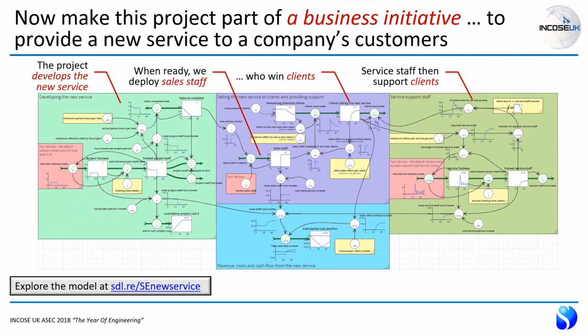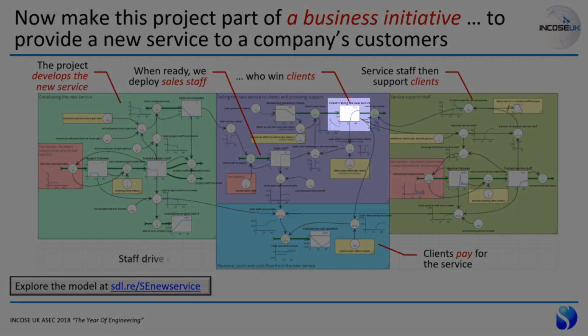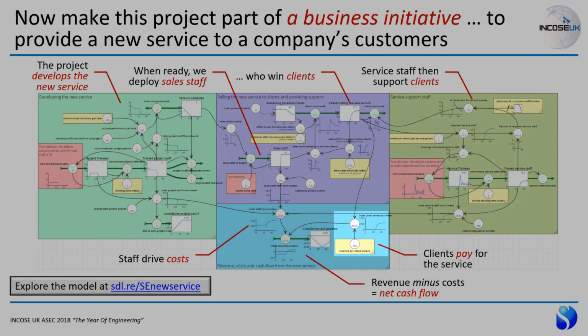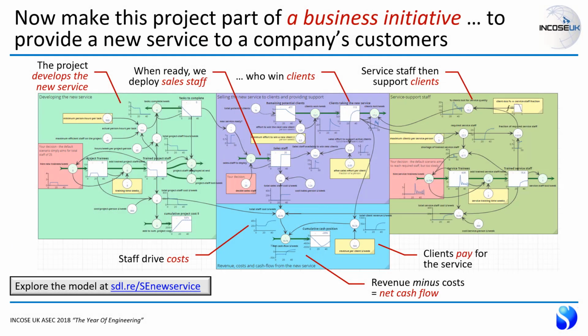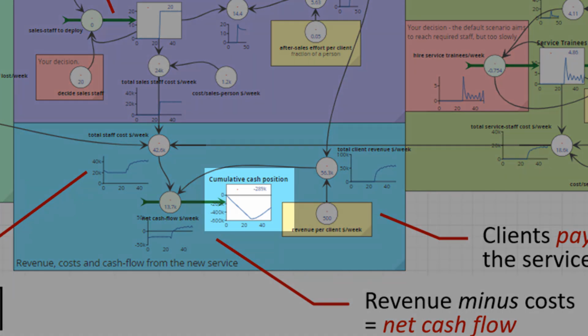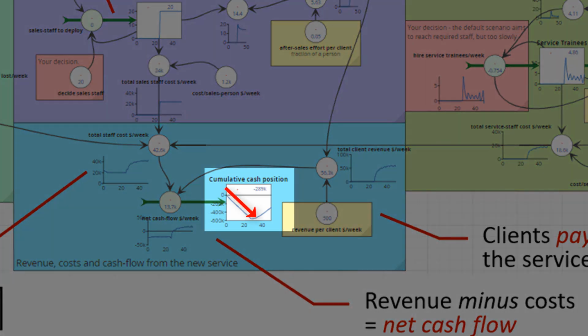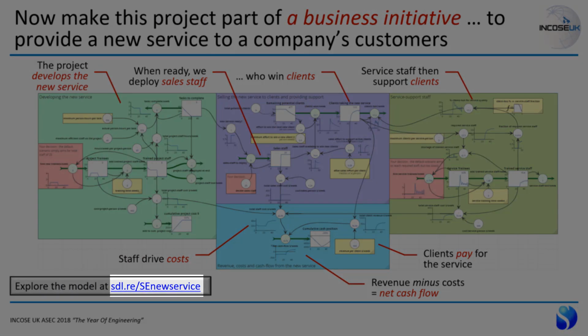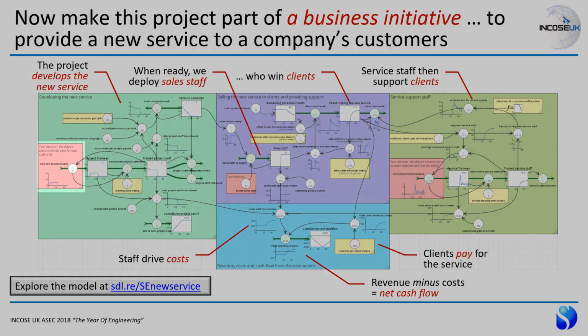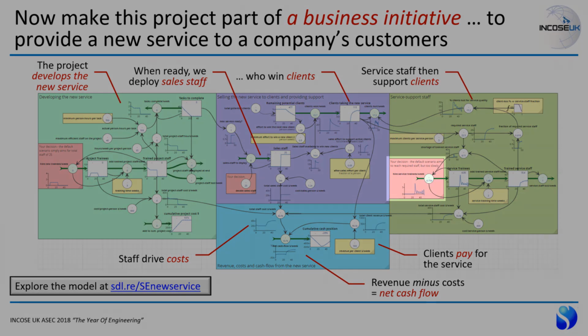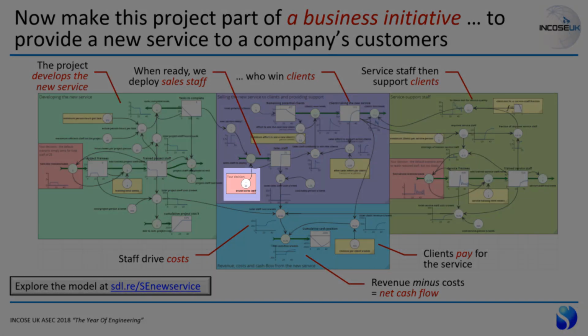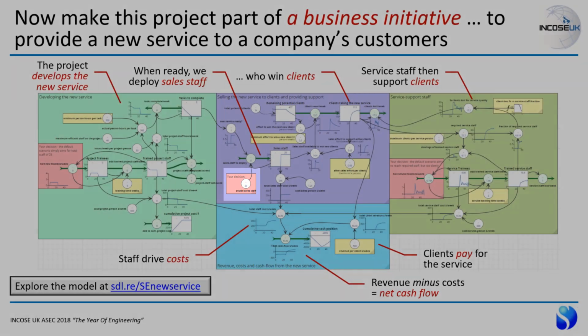Now, what are we trying to achieve here? Well, we're trying to make money out of this, right? So these clients pay for the service and generate revenue for us, and these staff cost us money, driving our costs, and you take your costs away from your revenue, and that gives you your profit, and this is the cumulative cash position. So we're spending loads of money on people here before we get to the point where we start making money from the new service. And this is another model you can just go and play yourself. The pink items are the key decision points here: hiring trainees to do the work, hiring service staff over here, and setting sales staff to sell the service to clients.